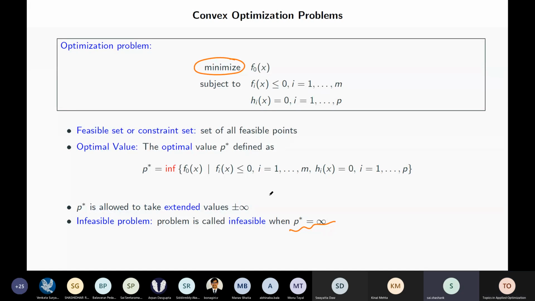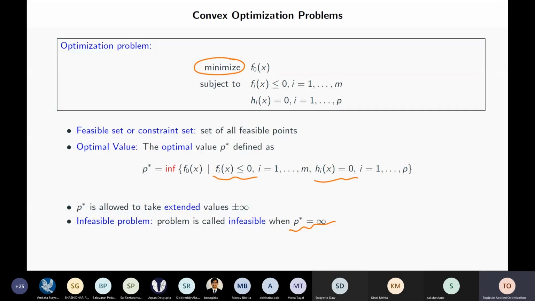Sir, in the p star, the x belongs to the feasible set, right? Yeah, x belongs to the feasible set because I'm already asking for the simultaneous things to get satisfied. If there is no such x, then I will get into an infeasible problem.